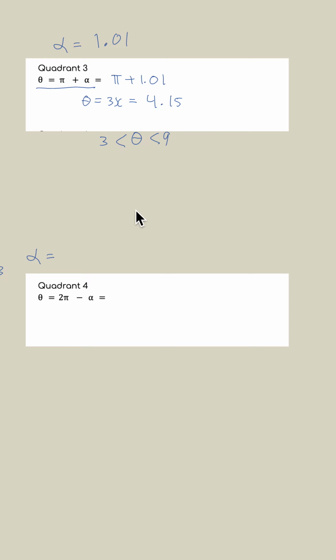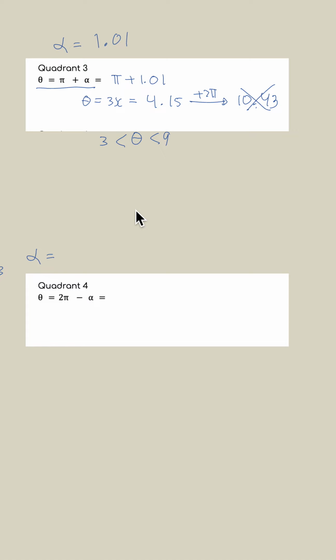But if we add 2 pi, maybe it exceeds. Let's check. 4.15 plus 2 times pi. Let's press this. You'll get 10.43. So it's out already. So don't use that. Don't use 10.43.